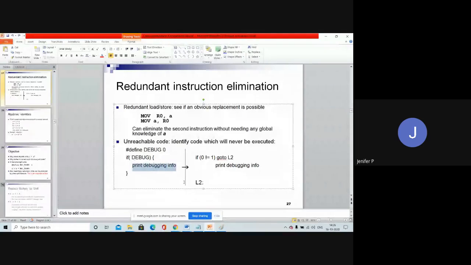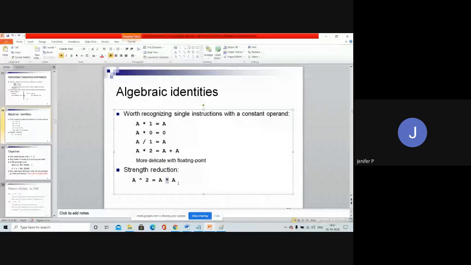And algebraic identities. You already know about the algebraic laws. A into 1 equals A, so there is no point in using that, right? Instead of the power operator, you can use multiplication. Instead of the multiplication operator, you can use repetitive addition. Likewise, using the cheapest one is called strength reduction, right? And these are the various ones.